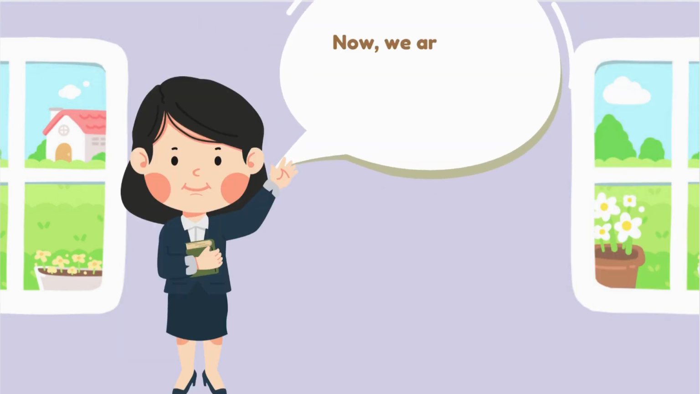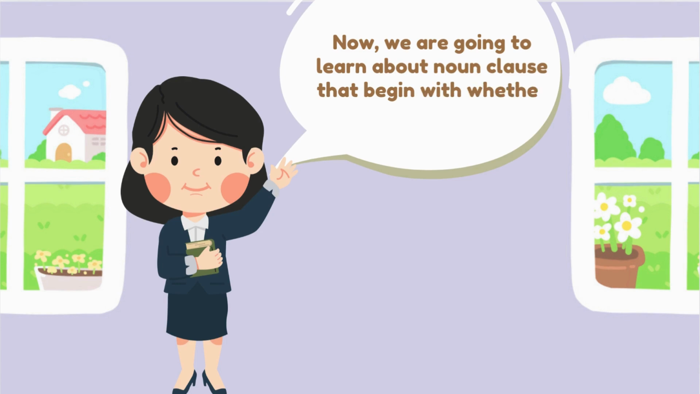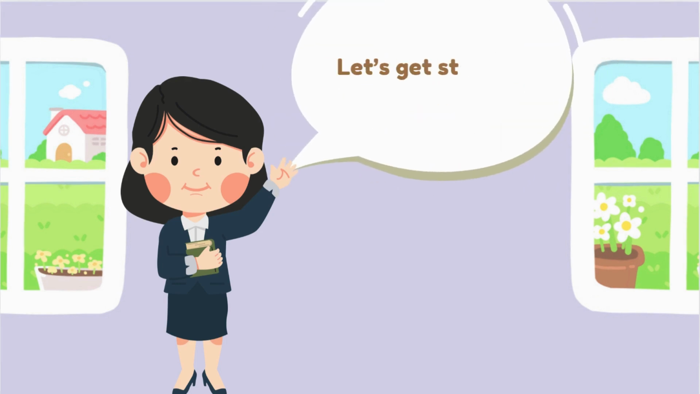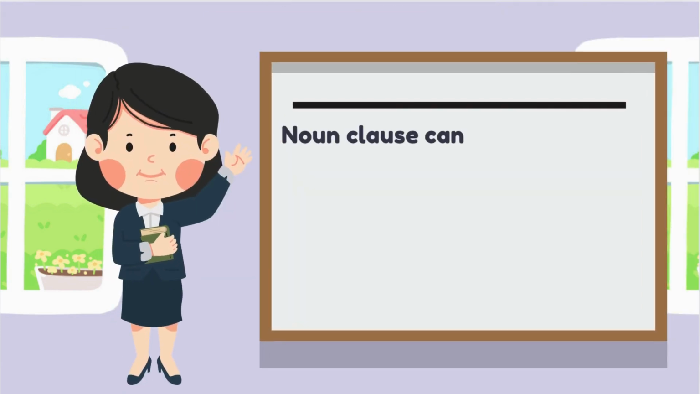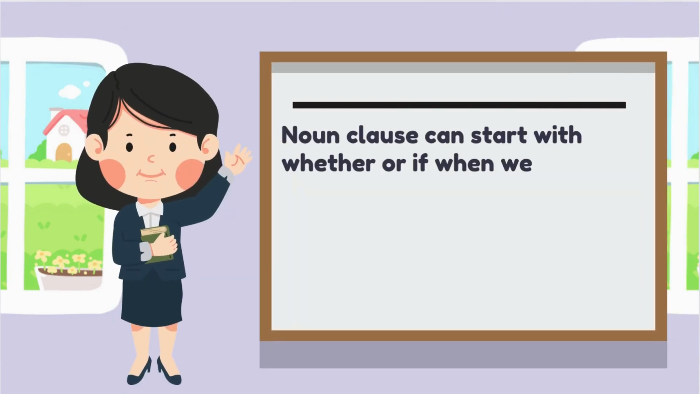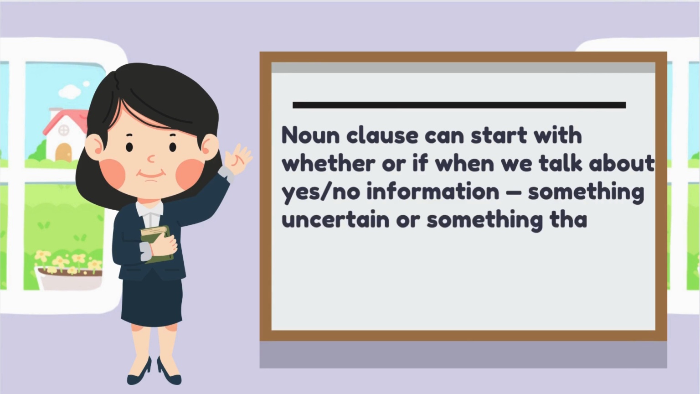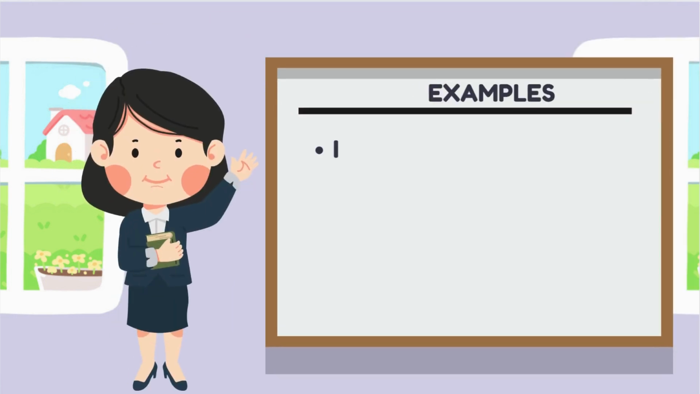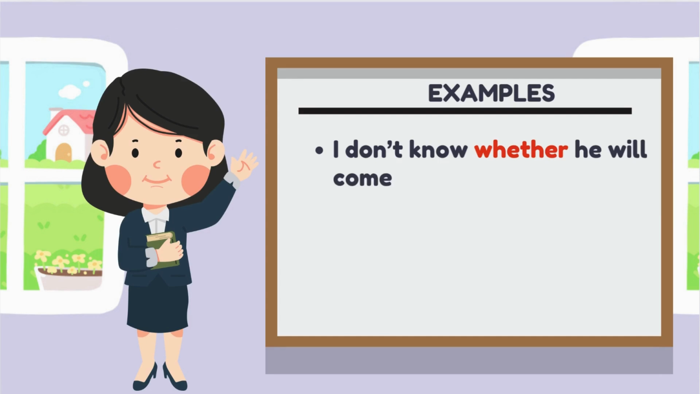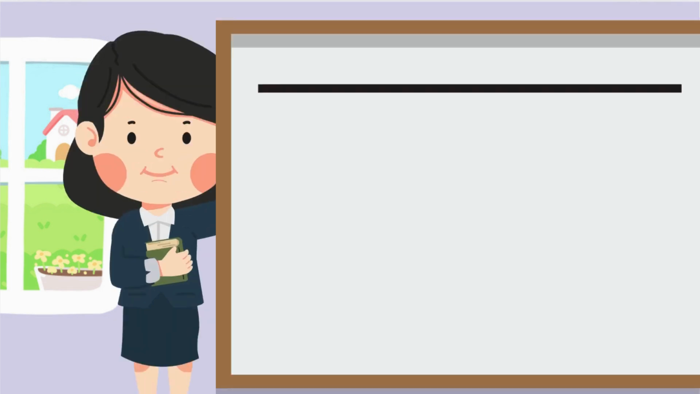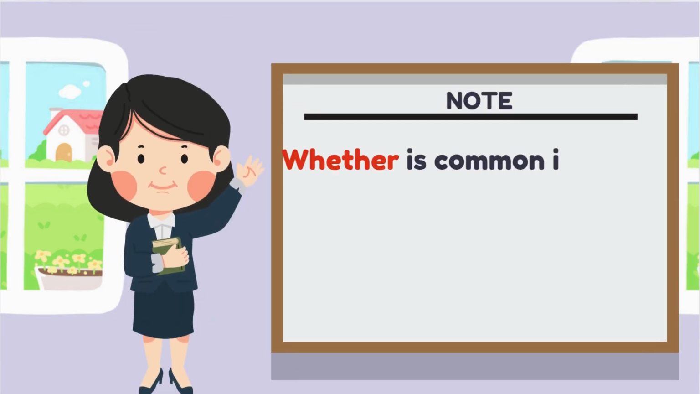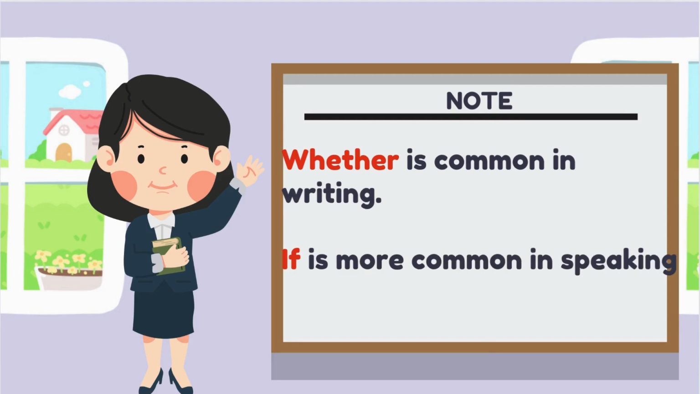Now we are going to learn about noun clause that begin with whether or if. Let's get started. Noun clause can start with whether or if when we talk about yes or no information, something uncertain or something that has two possibilities. For example, I don't know whether he will come, and I'm not sure if she likes it. So remember, whether is common in writing and if is more common in speaking.